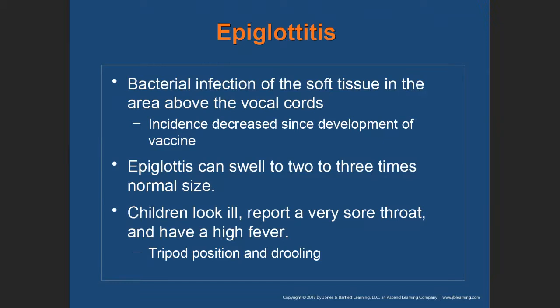Epiglottitis. This is a bacterial infection of the soft tissues in the area above the vocal cords. It's a bacteria, so they're going to have a high fever. Incidence has decreased since development of the vaccine. The epiglottis can swell to 2 or 3 times its normal size. The children will look ill. They report a very sore throat and have a high-grade fever. They will be in the tripod position and they will be drooling.